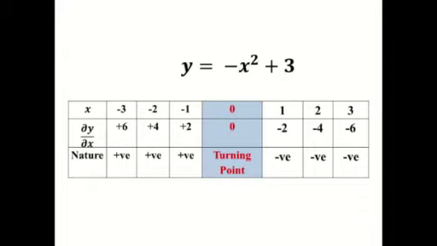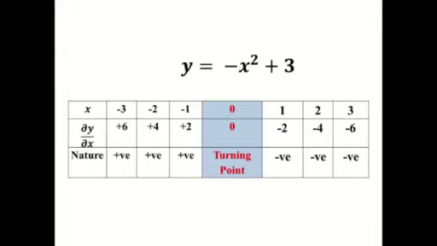Then we have negative 2 times 2 there. It's going to be negative 4. So the nature of the gradient at this point is positive. The nature of the gradient at point negative 2 is positive. And the nature of the gradient at negative 1 is positive. At this point it is 0. And at this point it is negative. And at this point it is negative.